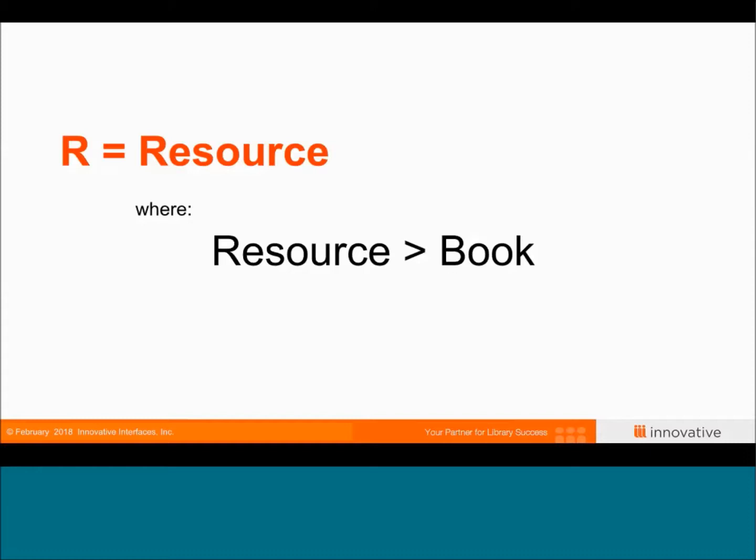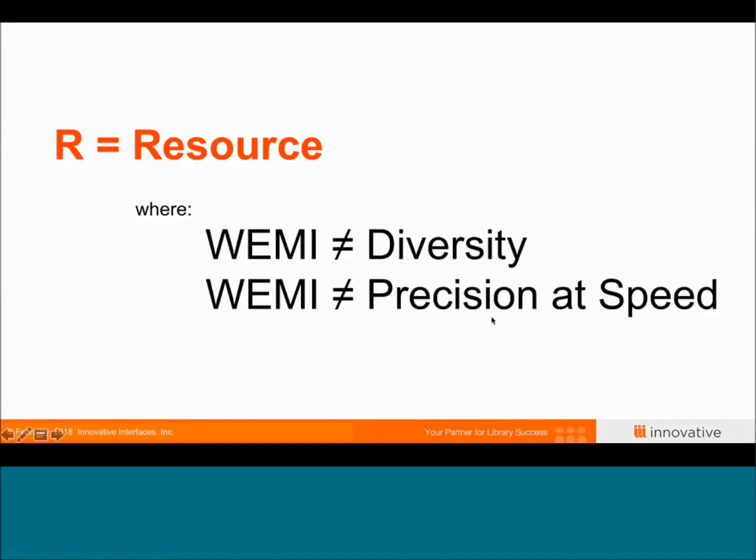They include special collections, ebooks, databases, and other digital repositories, which, oh, you can't see, which just brings me to the next part about resource, which I forgot. So if resources are bigger than books, they're also bigger than WEMI. WEMI doesn't equal speed, precision, or performance.